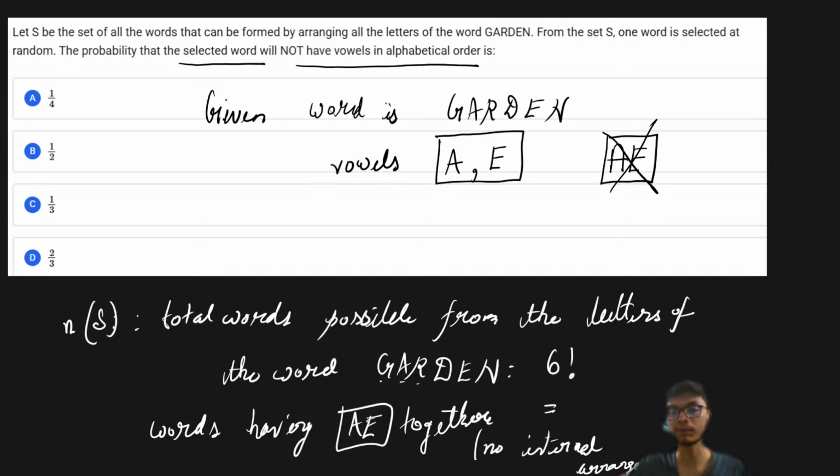Okay, so if they count the number of cases, then I will treat this AE as one particular quantity, as one particular identity. Then I will have 5 factorial ways, right? Because there are 5 identities together, and if I just try to arrange these 5 identities, that is going to be arranged in 5 factorial ways. Now I won't multiply with 2 factorial because the internal arrangement is not allowed in this case.